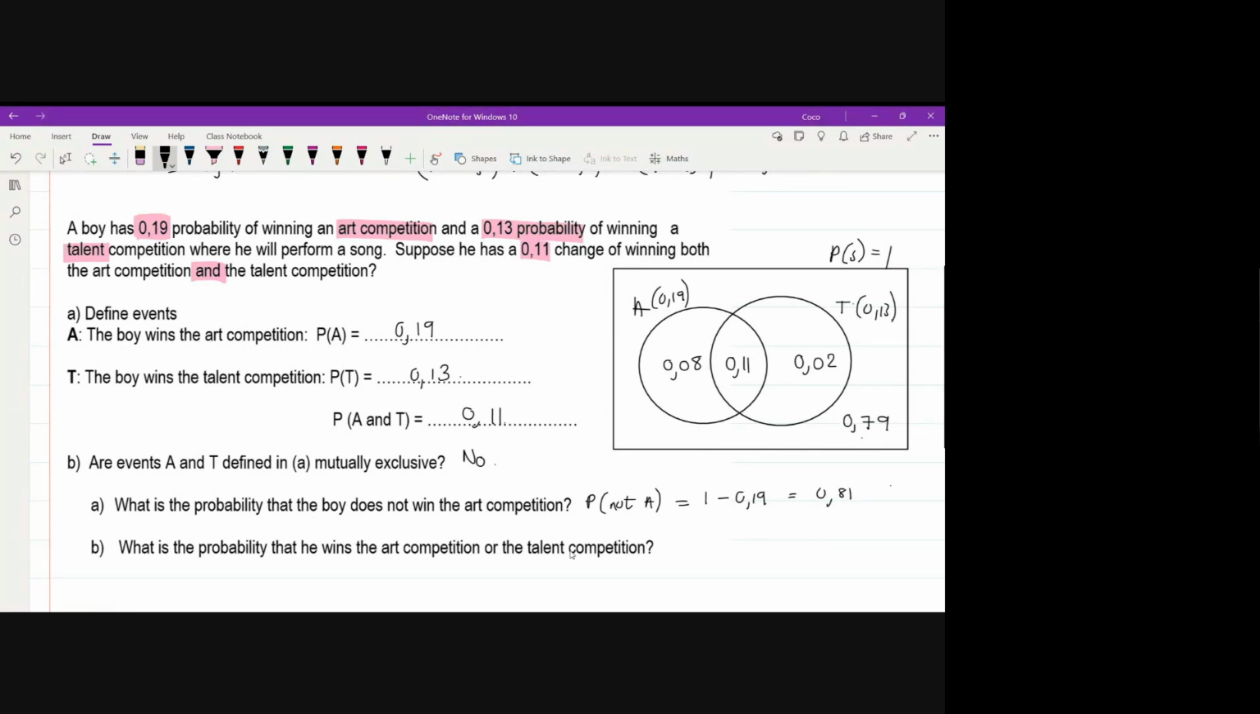Then they're asking for the probability that he wins the art or the talent competition. So the probability of A or T is going to be the probability of A plus the probability of T minus the probability of A and T.